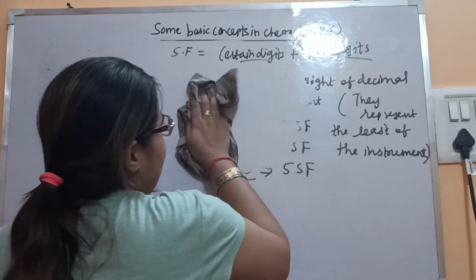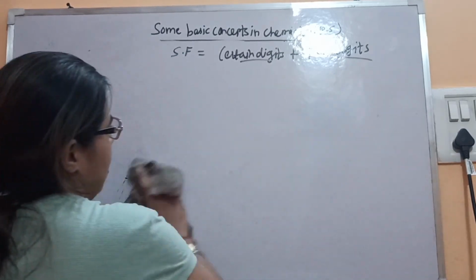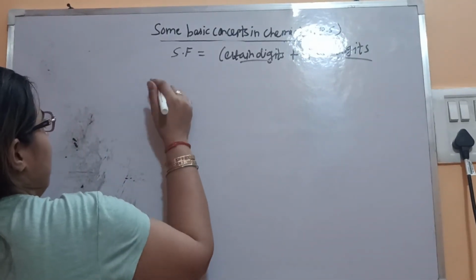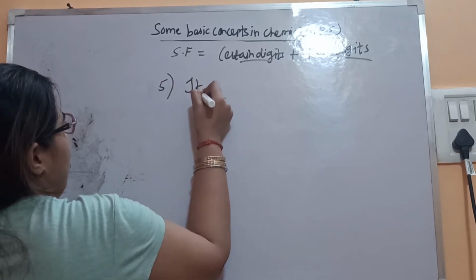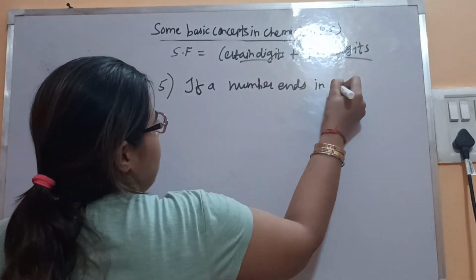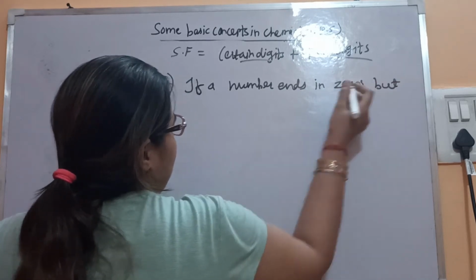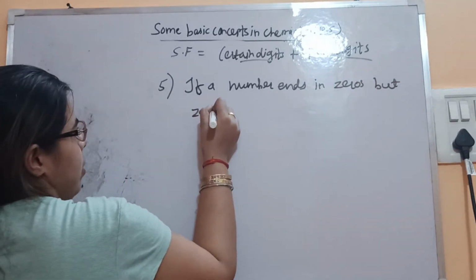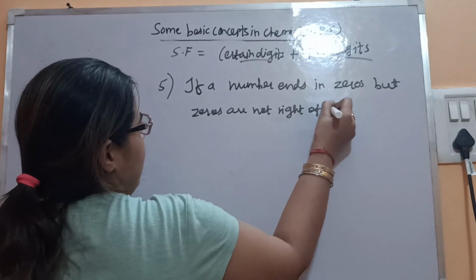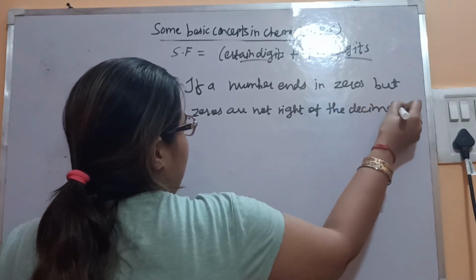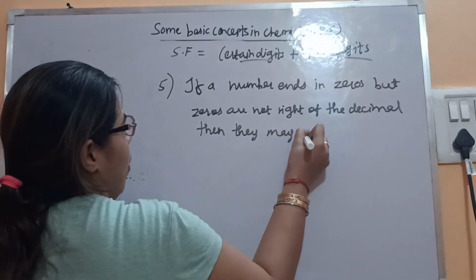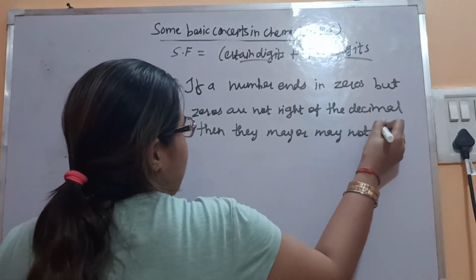If the number ends in zeros, rule 5. If a number ends in zeros, but the zeros are not to the right of the decimal place, then they may or may not be significant.